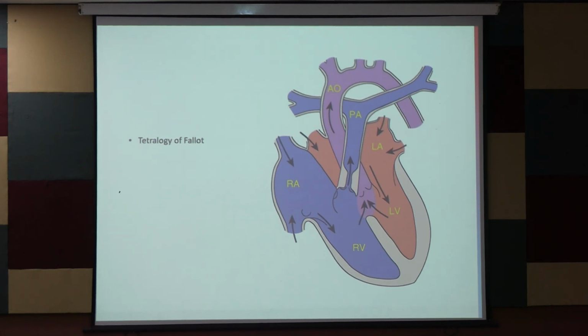So now, why is there right ventricular hypertrophy? Because the right ventricle is to push the blood to the pulmonary artery, as there is pulmonary stenosis. The question is, the right ventricle has two options. If you follow the case, option 1, the right ventricle can push the blood to the pulmonary artery. Option 2, right ventricle blood may pass to the aorta.